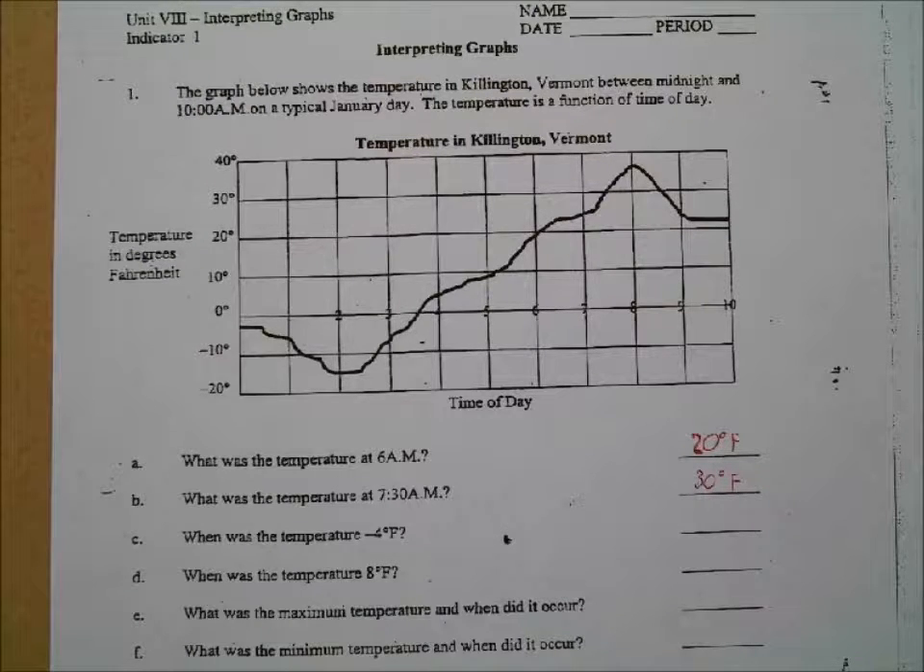Letter C. When was the temperature? Now this is different. We're not talking about the time, right? We're now given a temperature, and when was it? So when was the temperature -4 degrees? Okay. This one might be a little bit trickier here. So I'll take volunteers for this one. Someone want to volunteer? When do we see a time when it's going to be -4 degrees? Let's go to Dylan.